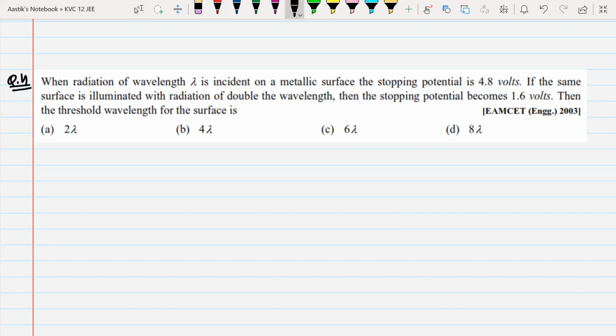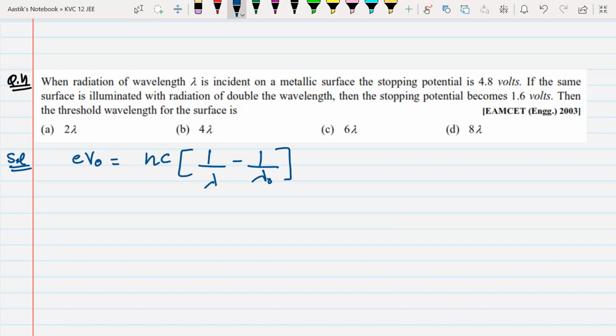Question number 4. I write the first equation. Lambda is incident. Stopping potential is 4.8. So E into V naught, stopping potential, is equal to H into C times 1 by lambda minus 1 by lambda naught. You understand how I've written this equation? Yes or no? Einstein equation, just written in a different form. I've written it in terms of work function.